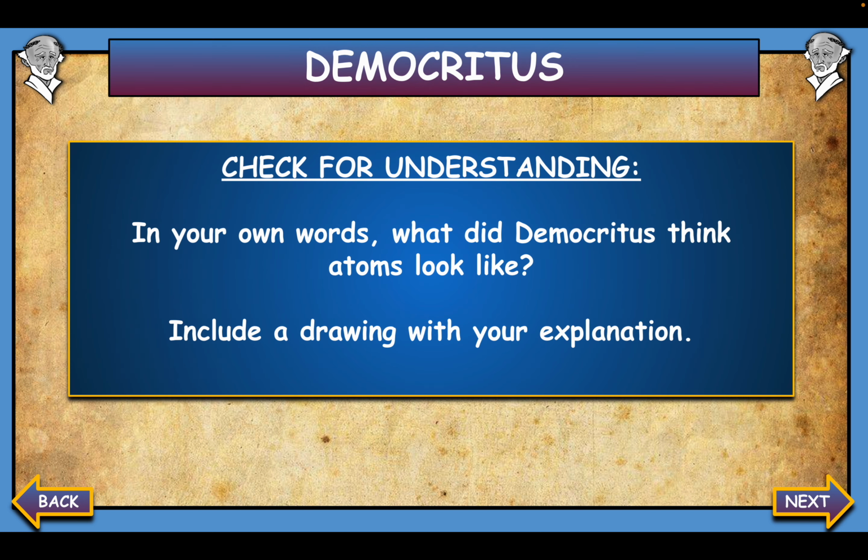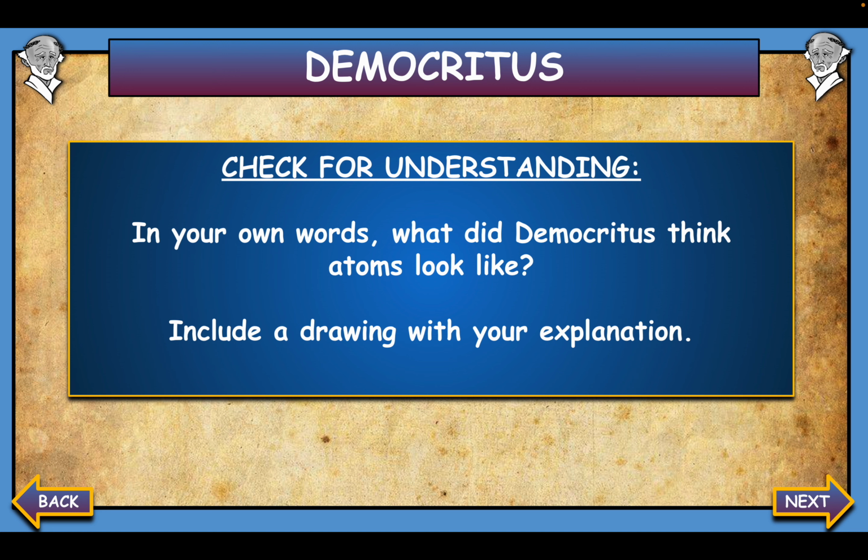Okay, so now I want you to check for understanding. On the next slide, you have a space to write and draw a student-generated drawing of Democritus's models. So in your own words, tell me, what did Democritus think atoms looked like? And go back in your slides and find evidence. You don't have to do this from memory. Go back and look at your slides. In one sentence, write a complete sentence and tell me, what did Democritus think atoms look like?